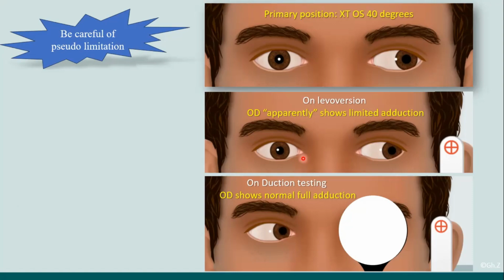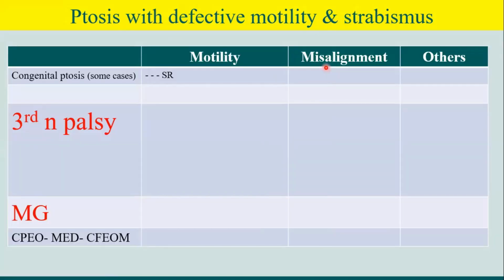So next time you notice any patient with exotropia, this is a common scenario. This is a common squint in my area. We have many patients with intermittent exotropia with large angles. Whenever you test the version toward the exotropic side, you will notice an apparent adduction defect on the other side. And on this slide, I'm just summarizing some of the causes of ptosis with defective motility and strabismus.